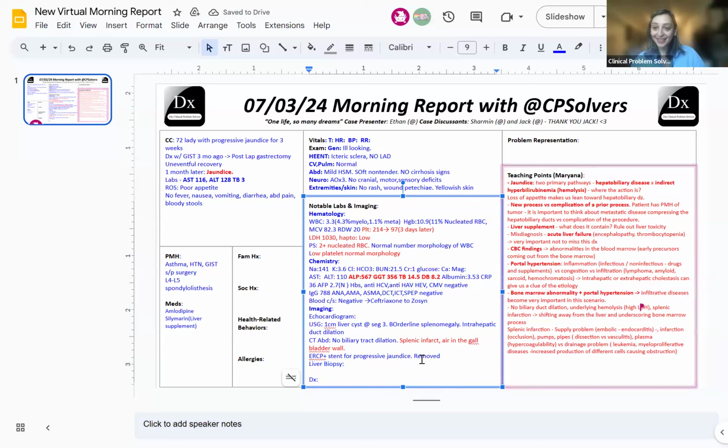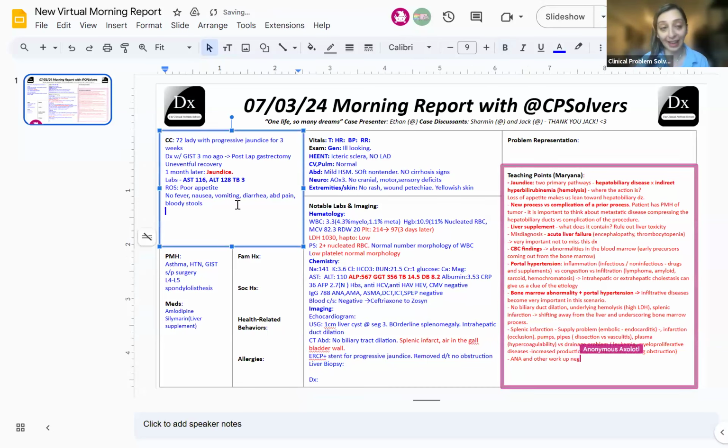All right. So, I'm not sure what the final diagnosis is, but we can advance, Jack. I think in terms of the ANA and the other workup being negative, mixed hemolysis is a little less likely. I am still curious about the bone marrow, what's going on. So I think a bone marrow biopsy, but I think you guys went with the liver.